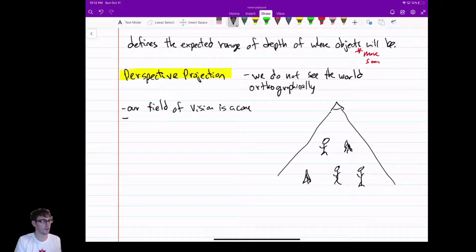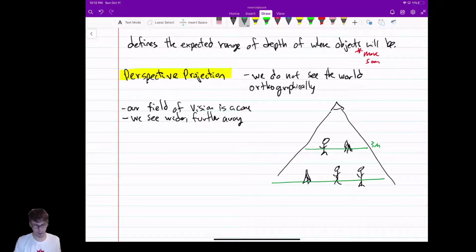The first thing I'll note is we see wider further away. That's kind of cool if you think about it. Here, this might be 3 meters. This might be 300 meters across. And the further away, you'll see for kilometers, right? And as a side effect of this, because we see wider further away, further things look smaller.